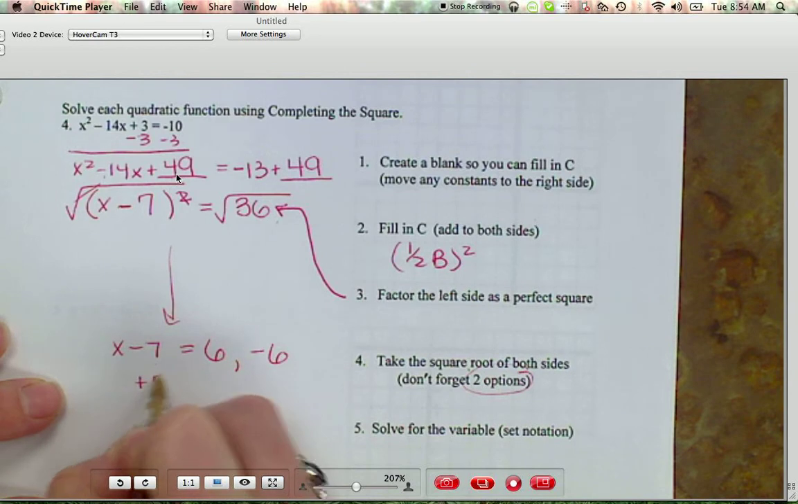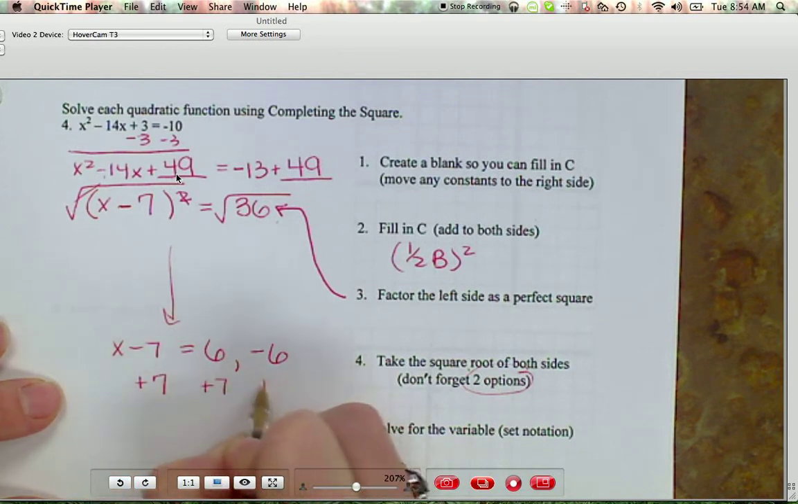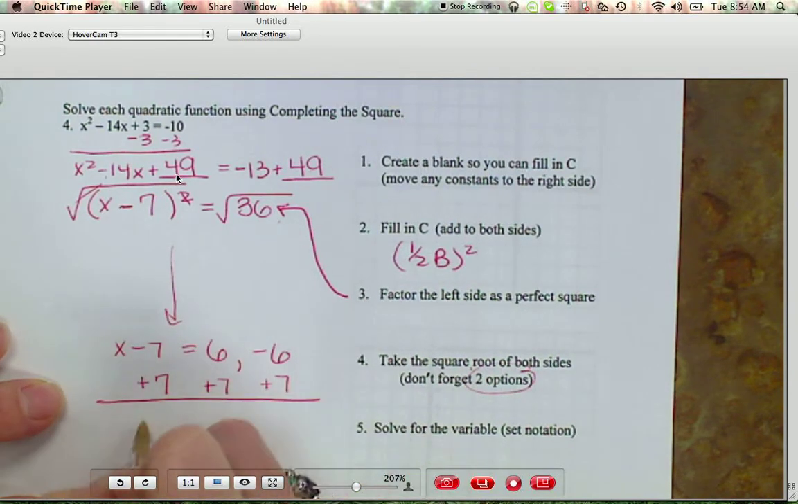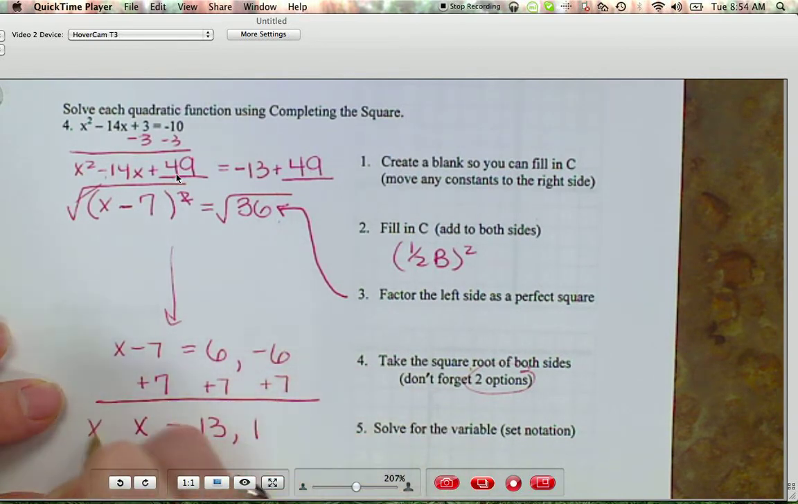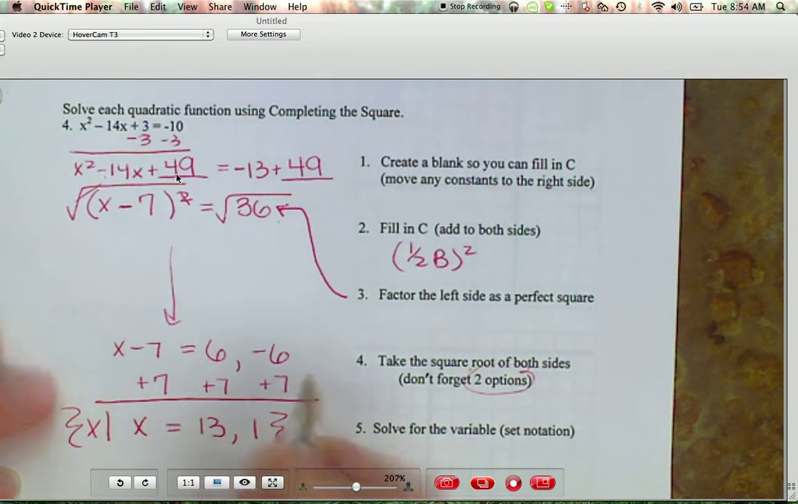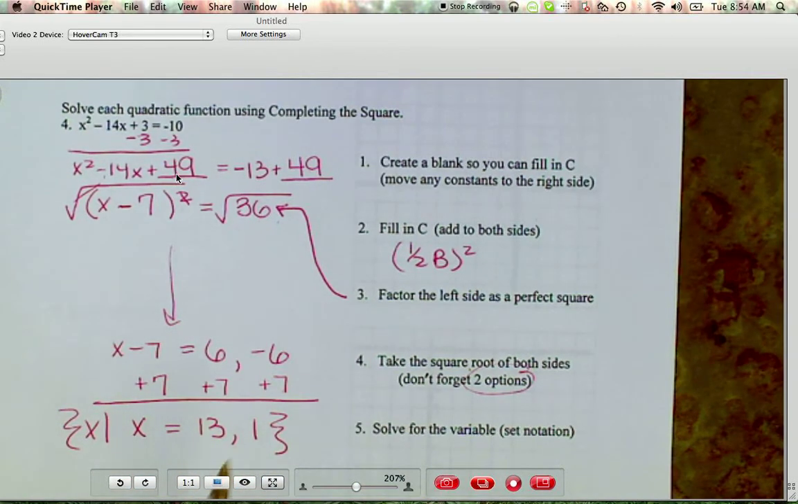So we're going to add 7, but we have to add it to both of these answers. So we get x equals 6 plus 7, which is 13, and negative 6 plus 7, which is 1. And those will be your 2 solutions, which will also be the place where the parabola crosses the x-axis at those 2 points.